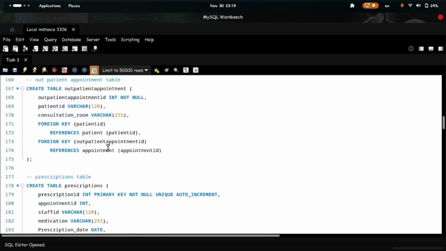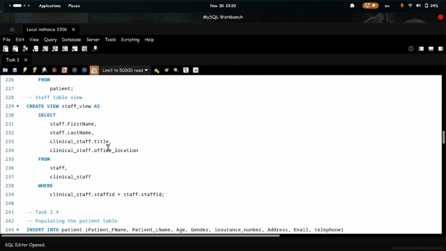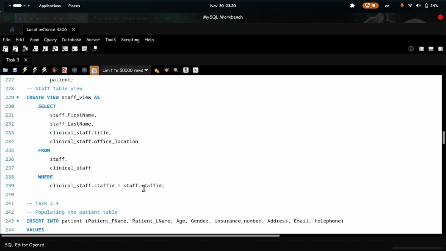Going now into the population, we started by populating some tables, and let's jump first to the views. We created the patient view and the staff view in such a way that a patient or some other person can view a few pieces of information, which are just the first name, the last name, the age, and the gender. The staff view is generally just basic information about the staff, which are the first name, the title, and the office.